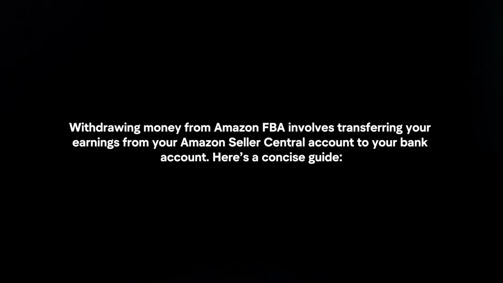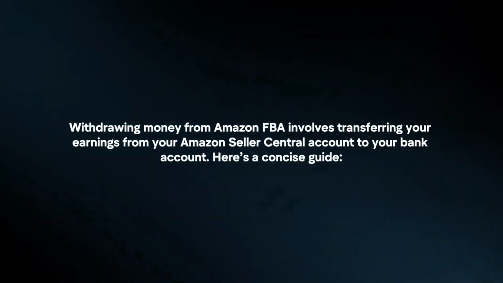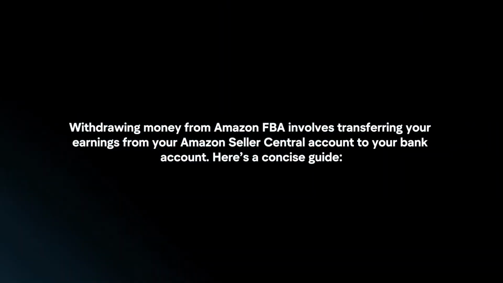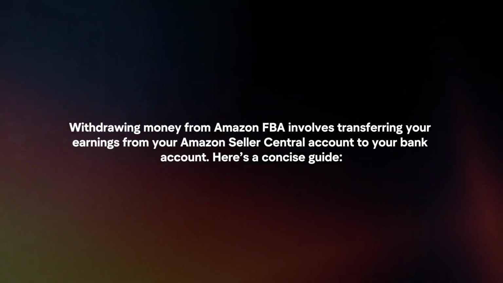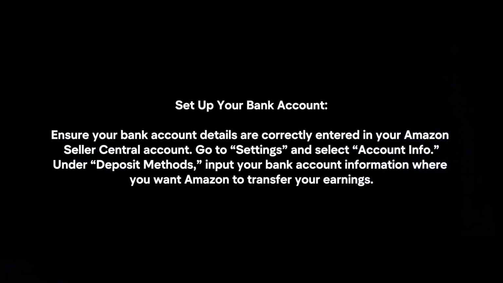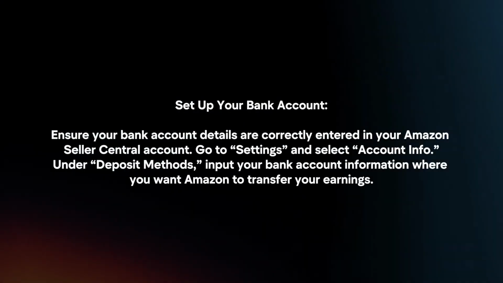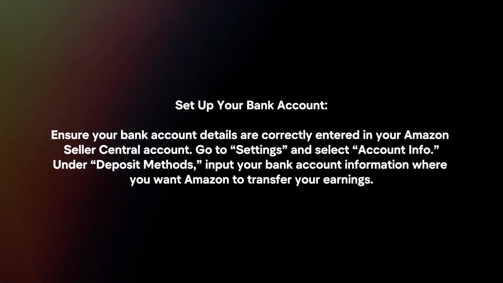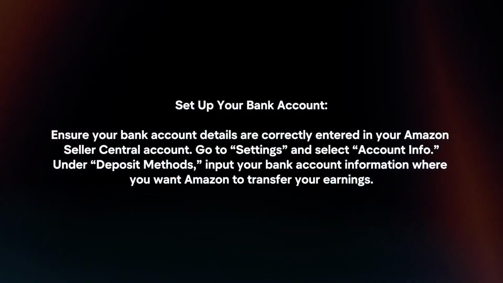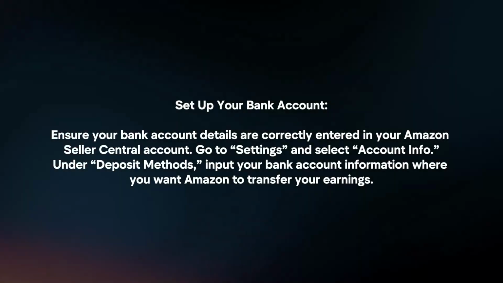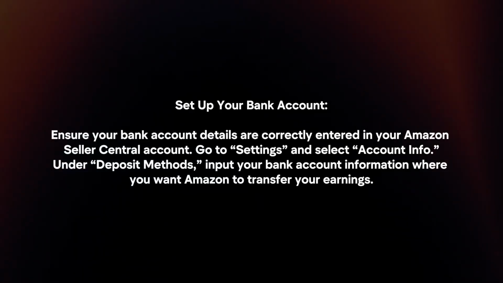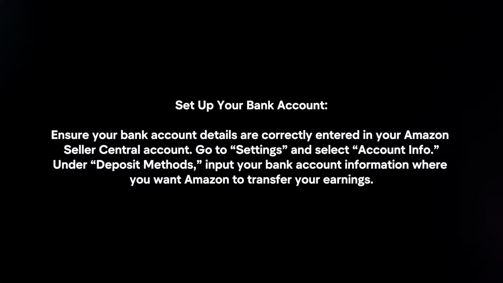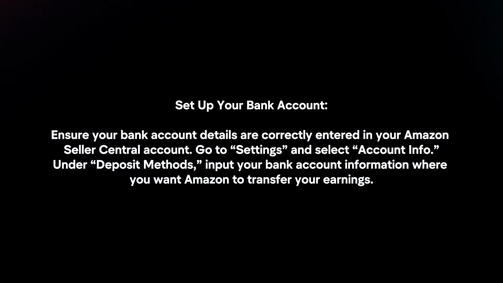Withdrawing money from Amazon FBA involves transferring your earnings from your Amazon Seller Central account to your bank account. Here's a concise guide. Set up your bank account. Ensure your bank account details are correctly entered in your Amazon Seller Central account. Go to Settings and select Account Info. Under Deposit Methods, input your bank account information where you want Amazon to transfer your earnings.